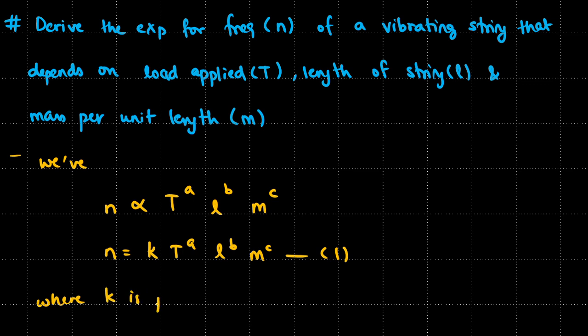K is a proportionality constant, which is dimensionless. To use this method, we have to have a dimensionless constant in order to make it easy for us. So now let's see the dimension of every term involved. To do that, let's do it individually.